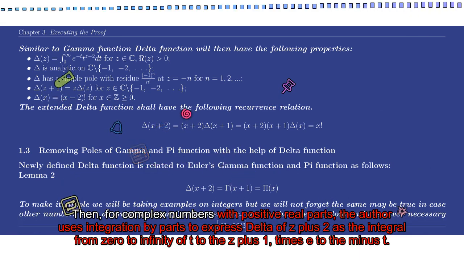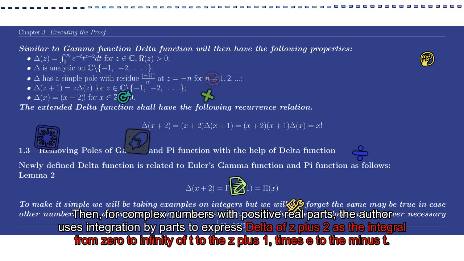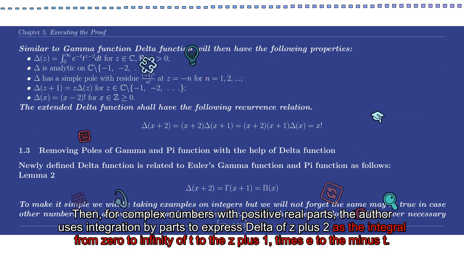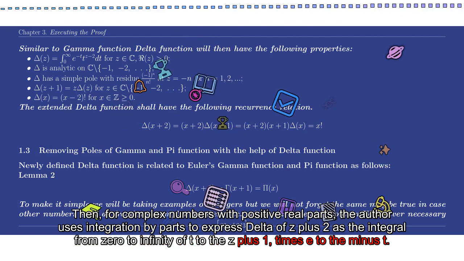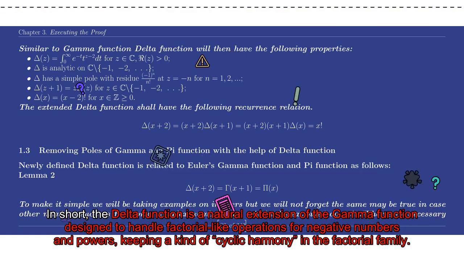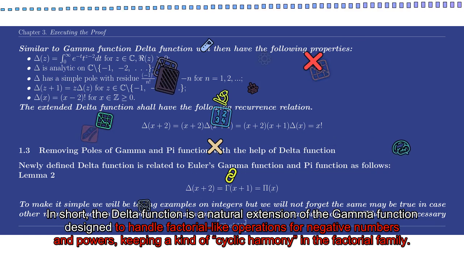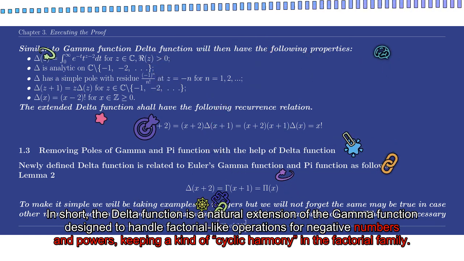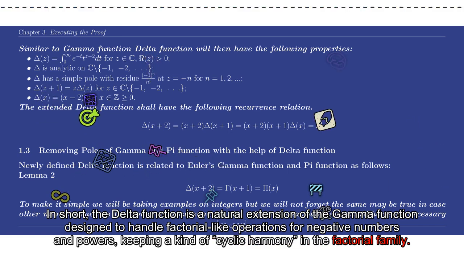Then, for complex numbers with positive real parts, the author uses integration by parts to express delta of z plus 2 as the integral from 0 to infinity of t to the z plus 1 times e to the minus t. In short, the delta function is a natural extension of the gamma function designed to handle factorial-like operations for negative numbers and powers, keeping a kind of cyclic harmony in the factorial family.